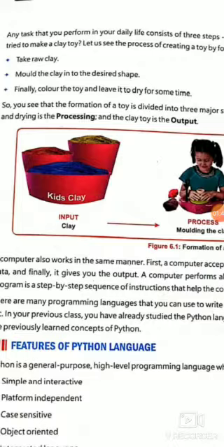There are many high level programming languages that we can use to write programs, for example C, C++, Java, Python, etc. Features of Python language. First, what is Python? Python is a general purpose high level programming language which is simple and interactive, platform independent, case sensitive, object oriented, interpreted language, and uses variables without declaration.